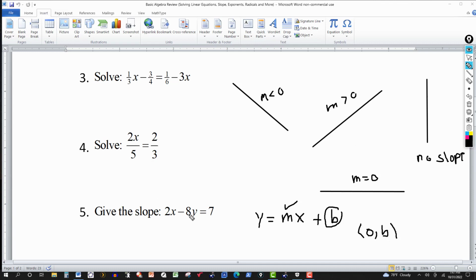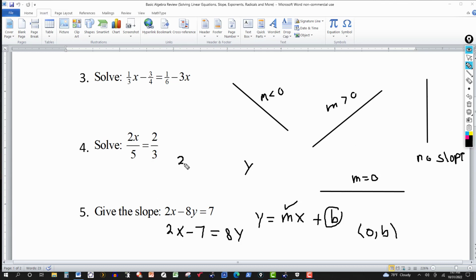So for this one here, solve it for y. Again, same sort of thing as I do with equations. I want to isolate the y. So I bring the minus 8y over to the right, makes it a positive. The 7 goes over to the left, makes it a negative. Then I divide it through by 8.